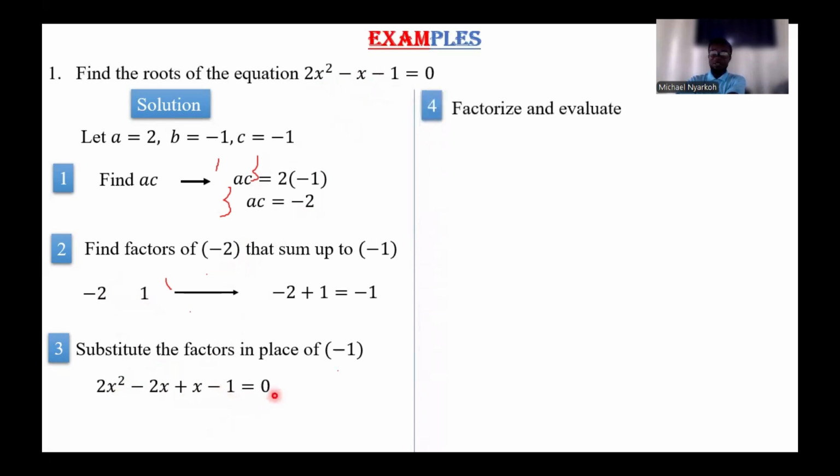And then step 4, we factorize and evaluate. So once we have this, we can see some commonalities here. 2x squared minus 2x, we can factor out 2x from here. From this 2x squared and then 2x. That's what we can do.